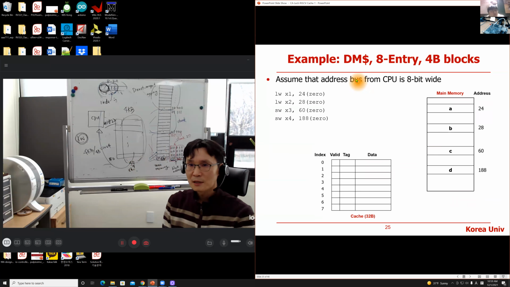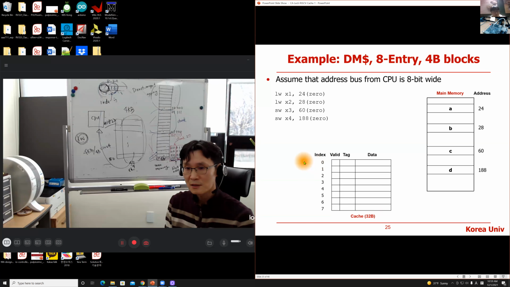Here we are assuming a direct-mapped cache with 8 entries, entry number 0 to entry number 7, and a cache line size of 4 bytes. Again, this is not a good example. And main memory is this: at location 24 you have data A, at 28 B, and so on.